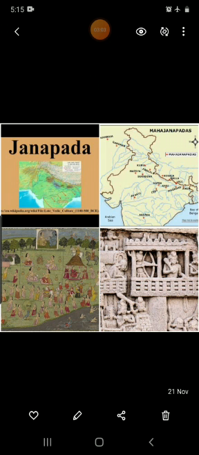Eighth question, what was the significance of the birth of towns and cities? The birth of towns and cities was an important feature of this period because they became important centers of trade, commerce, and administration.